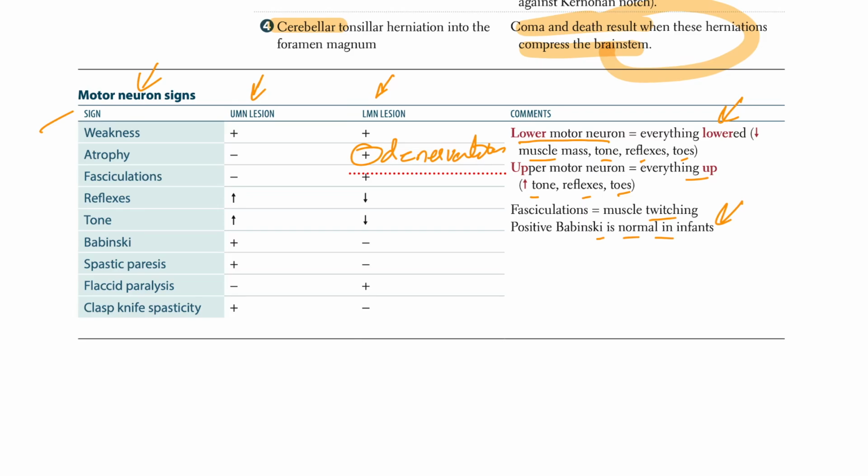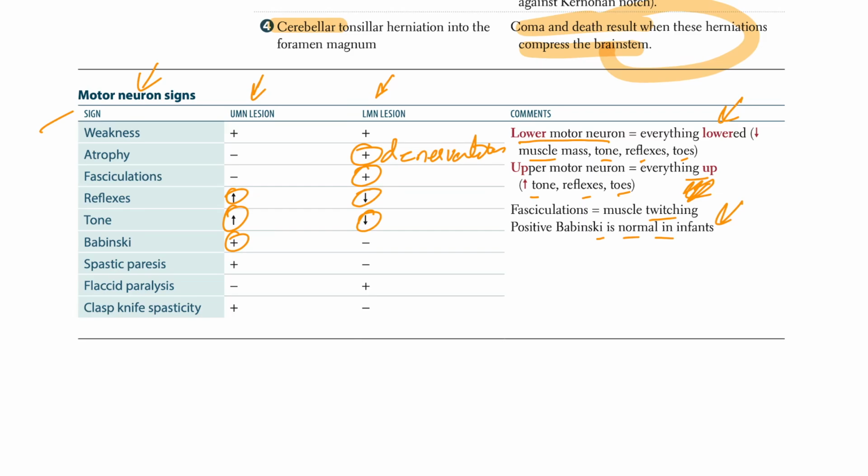Fasciculations are going to be positive with the lower motor neuron lesions. What are fasciculations? They're the twitching of the muscles. Reflexes are lowered in the lower motor neuron lesion and are hyperreflexive in the upper motor neuron lesion. Tone is also increased in upper motor neuron lesion, and tone is decreased in lower motor neuron lesion. Then you have Babinski. Babinski is only going to be positive with upper motor neuron lesion.